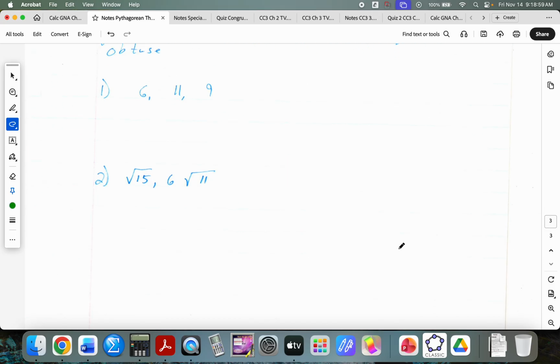So how do we do it? Take the biggest side, 11, square it. I usually put a question mark because I'm not sure whether it's bigger, smaller, or equal to 6 squared plus 9 squared. 11 squared is 121. 6 squared is 36 plus 81. Still, I'm not sure. I'm going to add these two together. That's a 7. It's 117. It's close. The big side is too big, so this triangle is obtuse.